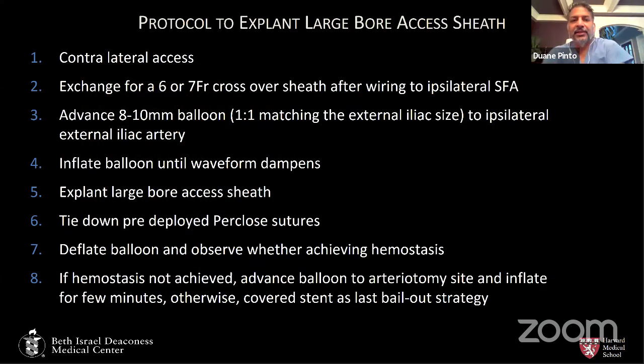So how do we explant these large bore sheaths? A contralateral access, as we mentioned, or the technique of downsizing the sheath with the Perclose to take a picture as well. And then we use the crossover wire technique that we showed earlier, and then you can advance in a balloon, hopefully the size of the artery based on the CT, and you can hook up your side arm of your sheath to pressure, and you can inflate the balloon until you see the waveform dampen or the blood pressure go away.